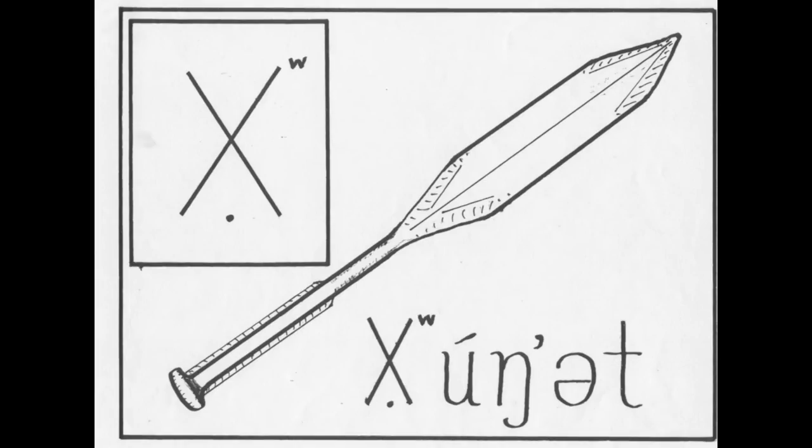The back X with a raised W is produced the same as a back X, but with the lips rounded, like a W sound. And it's the Klallam word for paddle.